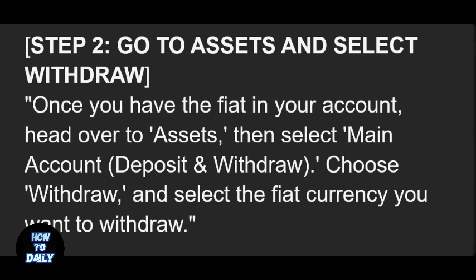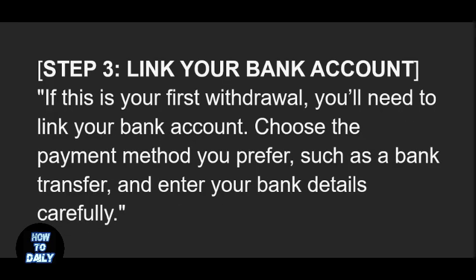Once you have the fiat on your account, head over to the assets, then select main account, deposit and withdraw. Choose withdraw and select the fiat currency you want to withdraw. If this is your first withdrawal, you will need to link your bank account. Choose the payment method you prefer such as bank transfer and enter your bank details carefully.